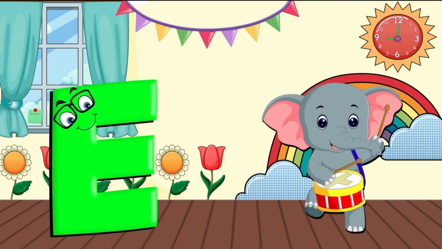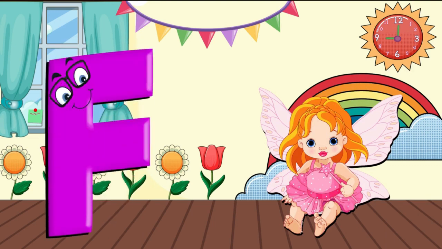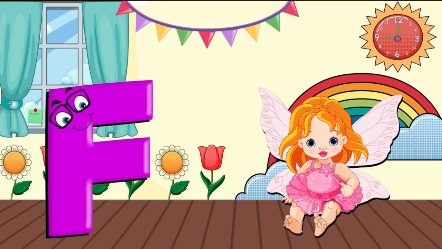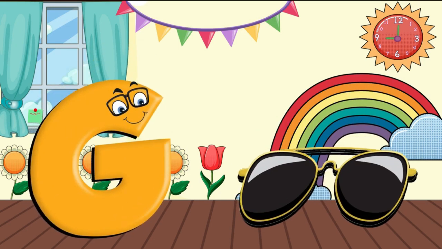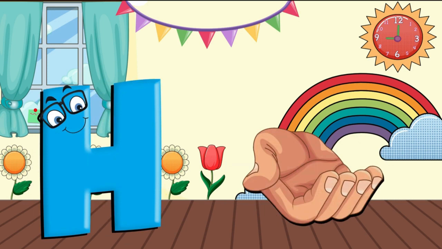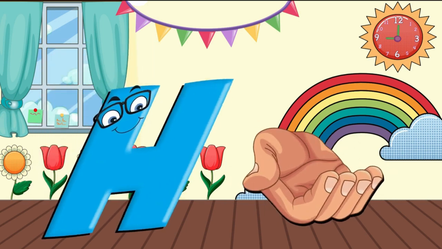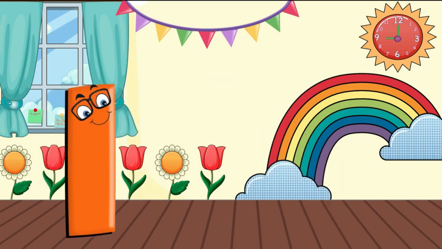E is for elephant, elephant, elephant. E, elephant. F is for fairy, fairy, fairy. F, fairy. G is for glasses, glasses, glasses. G, glasses. H is for hand, hand, hand. H, hand.